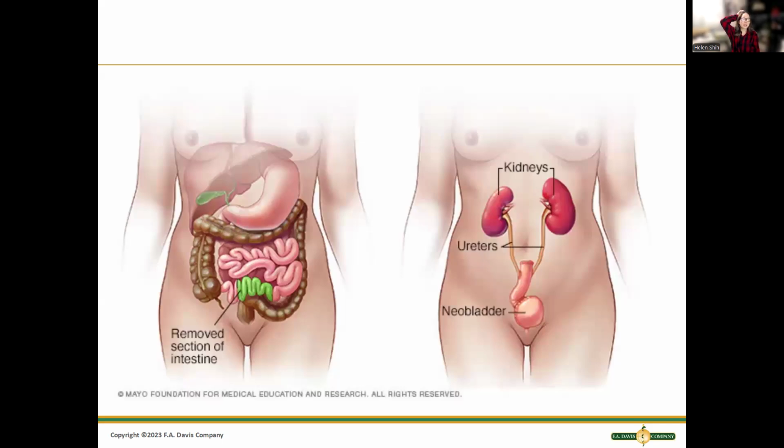So again, we're taking a small section of the small intestine and then suturing it together in order to make a pouch or a new bladder. And then we connect our ureters to the neobladder, and then the urethra still works. There's still a valve at the urethra where you can control it open or close, which then allows the patient to just urinate through the neobladder, through the urethra.